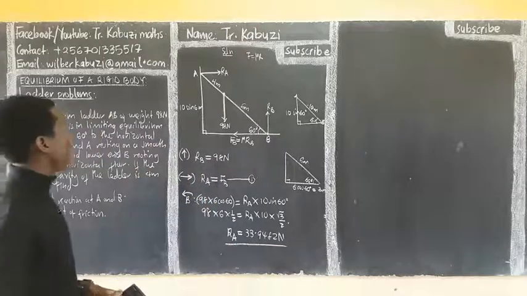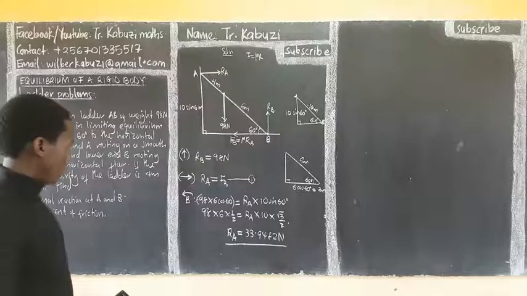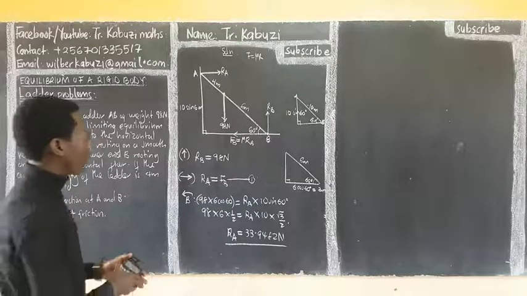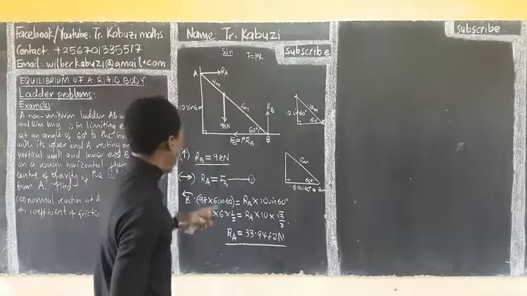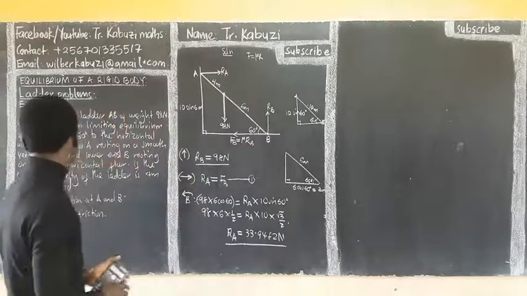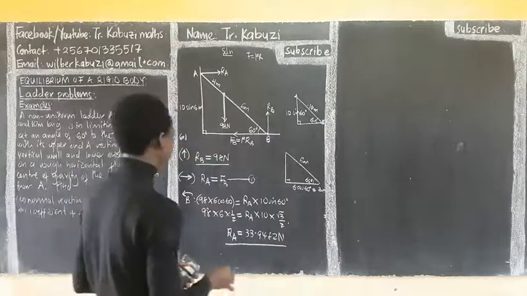If I have the reaction at A, you can easily get the friction force. But what is our reaction at B? We already had our reaction at B here. So I have the reaction at A, I have the reaction at B. So part A is done. Let me come to part B.